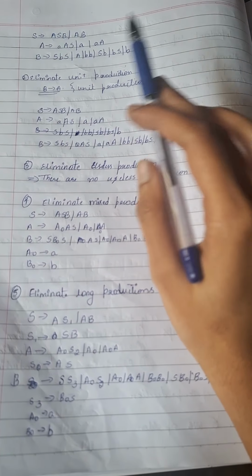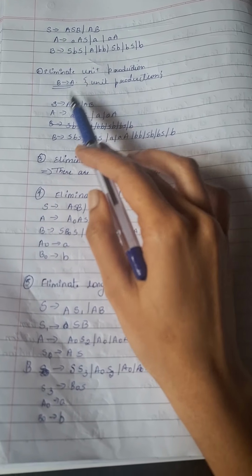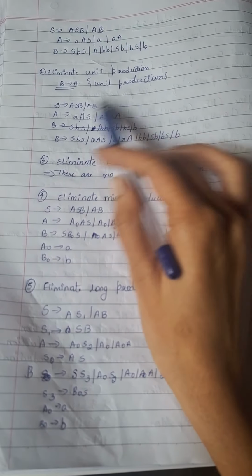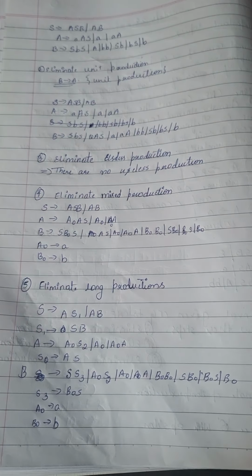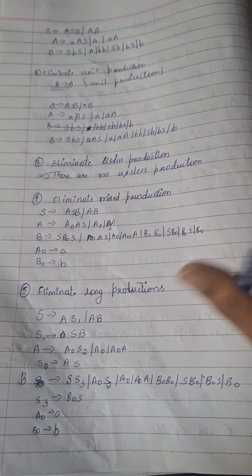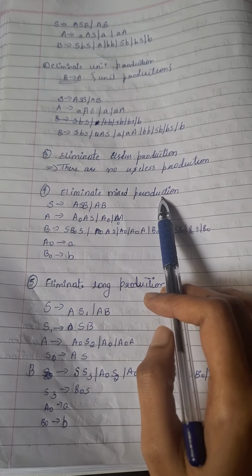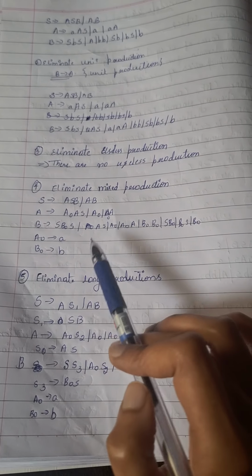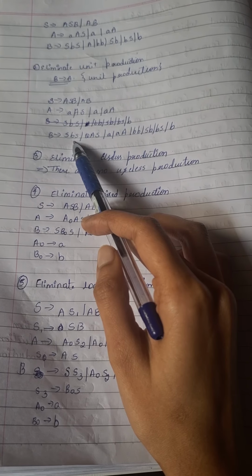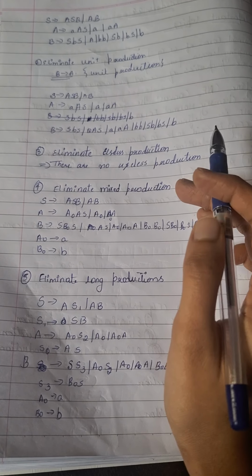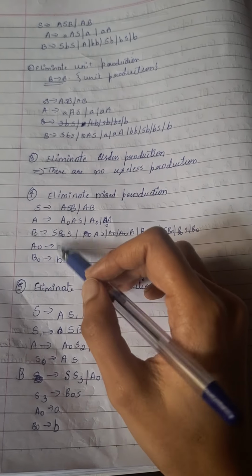Eliminate unit production: if there is something like B gives A, that is a unit production. So when we eliminate the unit production, it will come like this. Then we will eliminate useless production. In this, there are no useless productions as of now. And eliminate mixed production. After those three you have to see whether there are any mixed productions like this, having both terminal and non-terminal. If there are mixed productions you have to eliminate those also.